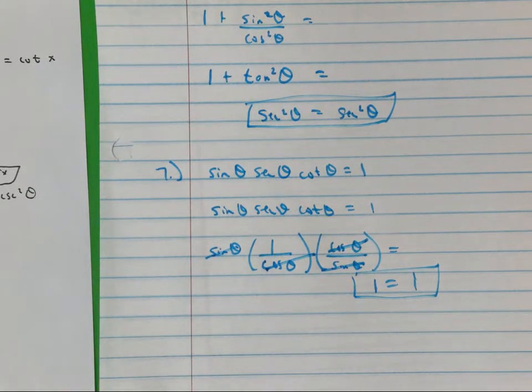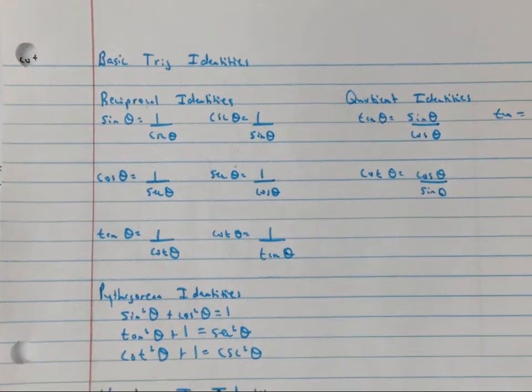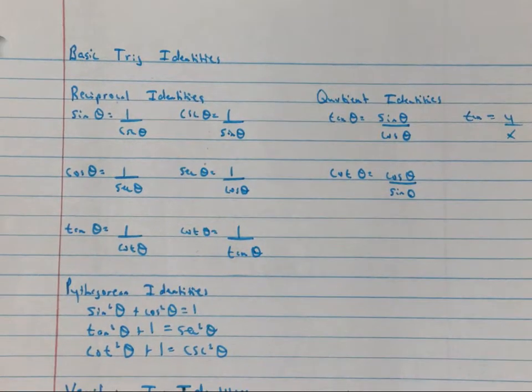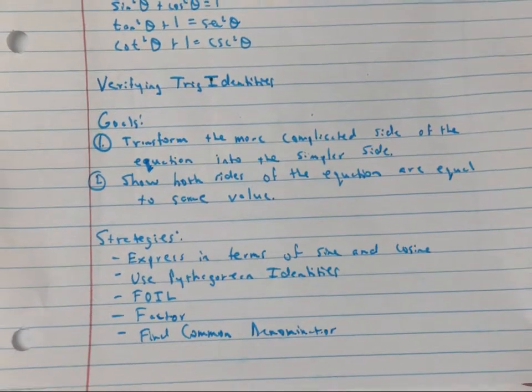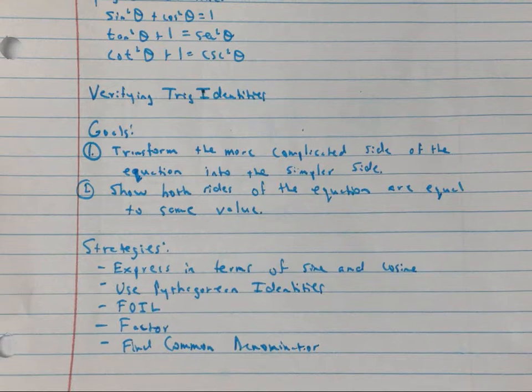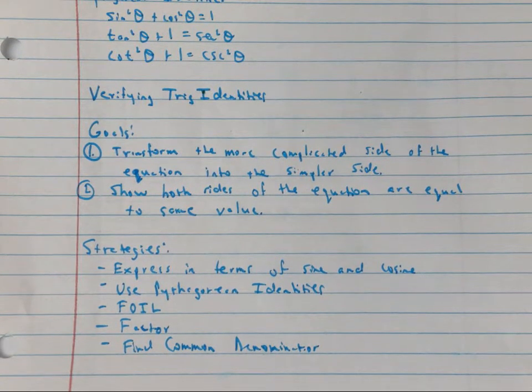Well, I hope this helps you guys with your homework. I hope it's a better understanding. Please review. If you need to look at basic trig identities, that's what we talked about today. Pause it if you need to write anything down. And then the anchor chart on verifying trig, your goals and your strategies. Pause if you need it. We will continue this tomorrow. Have a great night. Please make sure you have your homework done.